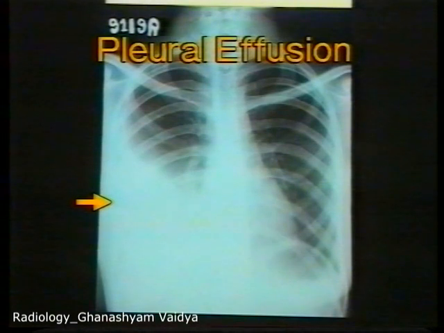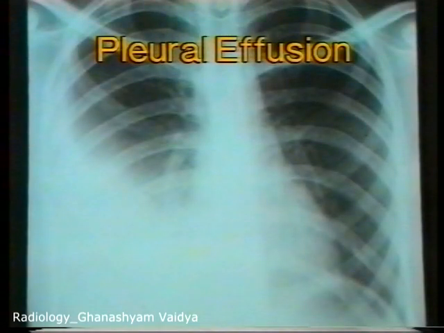This is another X-ray of a moderately large pleural effusion. Note the homogeneous opacity with the concave upper border and note that the mediastinum has shifted to the opposite side. Of course, if the mediastinum is not mobile, then mediastinal shift may not be present even if the effusion is large.